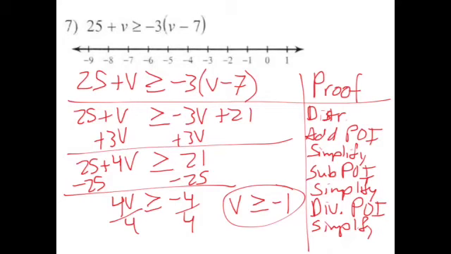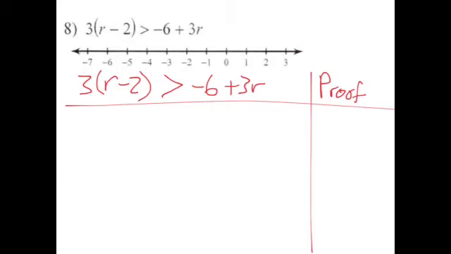I have my answer. V is greater than or equal to negative 1. So go to negative 1, give that a circle, and we need v to be greater than that, so we're going to shade to the right. So all the v's are going to be to the right. And since this says greater than or equal to, we're going to fill that guy in just like that.